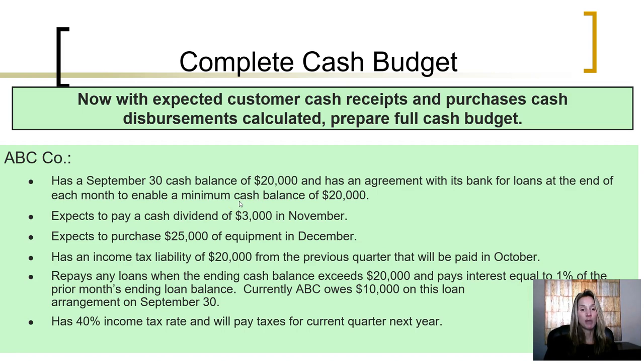ABC will begin the budget period with a cash balance of $20,000 from the end of September, and they have an agreement with their bank for loans at the end of each month that gets them up to their minimum required cash balance of $20,000.